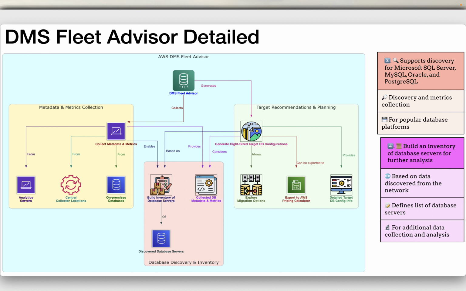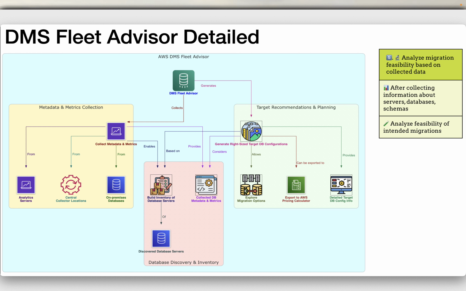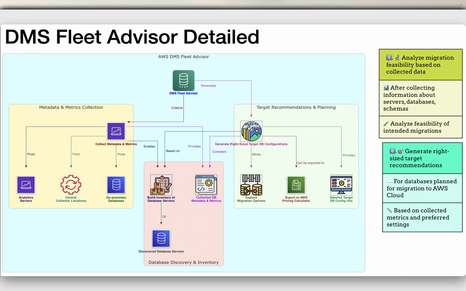Based on the data discovered from the network, so it works at the network level, users can build an inventory that defines the list of database servers for additional data collection and analysis. After AWS DMS collects information about servers, databases, and schemas, users can analyze the feasibility of their intended database migrations. For databases in the inventory that are planned for migration to the AWS cloud, DMS Fleet Advisor generates right-sized target recommendations based on the collected metrics and preferred settings.